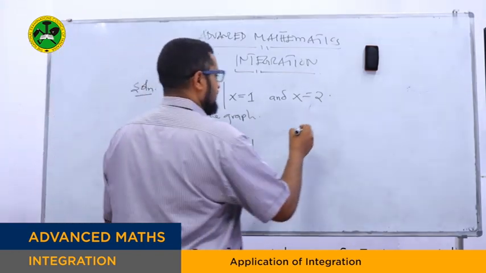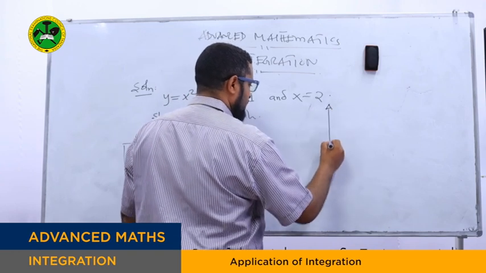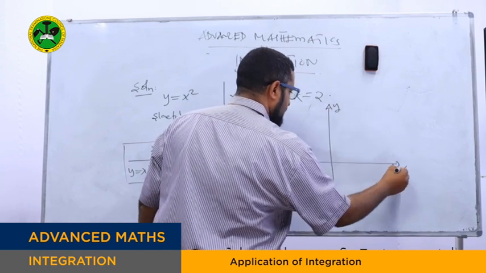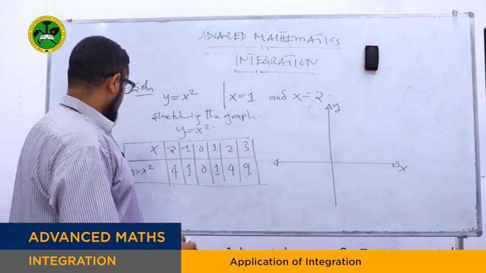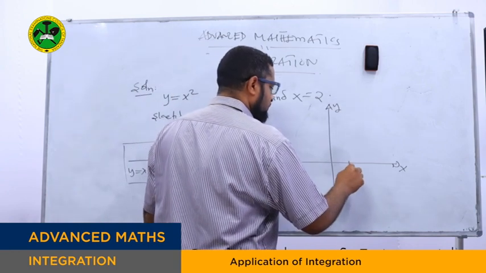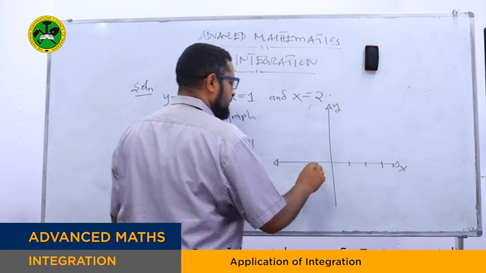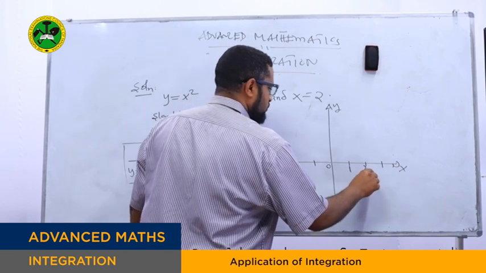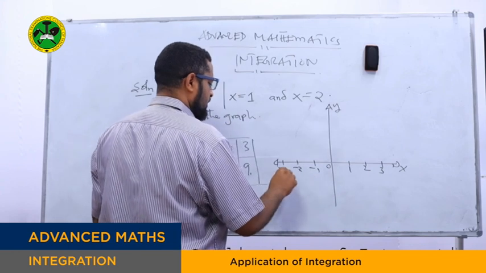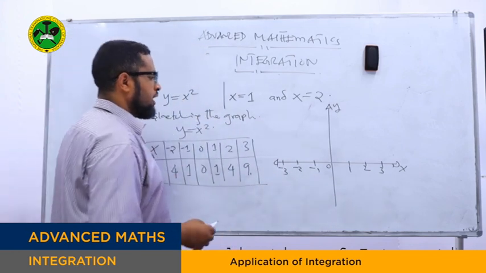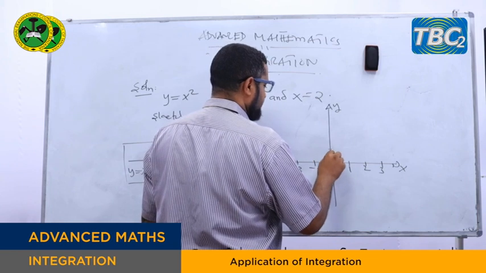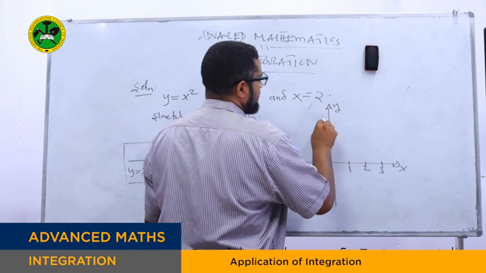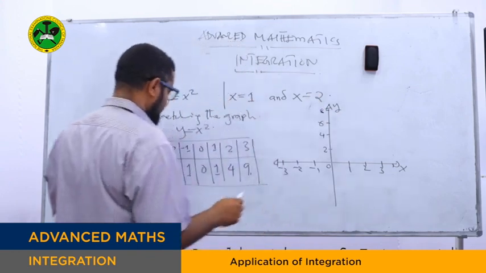Thereafter, let's sketch our graph as part of your solution. So we have 1, 2, 3, -1, -2, -3. Here we have 0. 1, 2, 3, -1, -2, -3. For the case of y, we have only positive numbers. So let's assume here we have 2, 4, 6, 8, and so on.